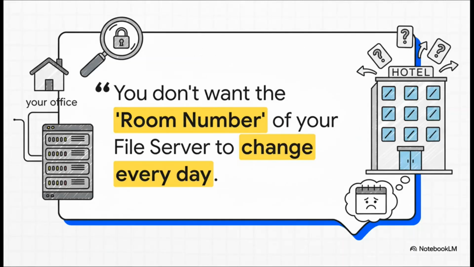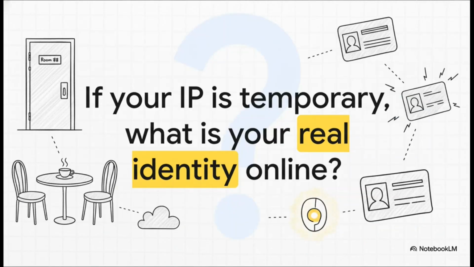And when you think about it, that makes perfect sense. You absolutely do not want the room number for your company's important file server to change every single day. You need to know exactly where to find that critical piece of equipment all the time. It can't be checking into a new hotel room every morning. Which brings us to one final fascinating question to think about. If your IP address is really just a temporary borrowed location, a fleeting thing like a hotel room number or a table at a cafe, then what is your real permanent identity online? It's a question that gets to the very heart of how the internet truly sees you.